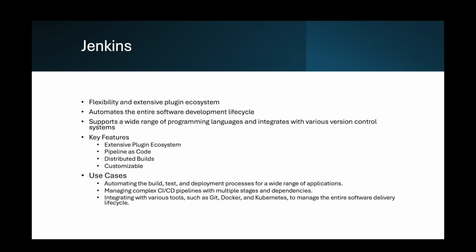Use cases include automating the build, test, and deployment processes for a wide range of applications, managing complex CI/CD pipelines with multiple stages and dependencies, and integrating with various tools such as Git, Docker, and Kubernetes to manage the entire software delivery lifecycle. An example would be a Jenkins pipeline that can be used to automatically build, test, and deploy a Java application to a cloud environment after each commit to the Git repository.